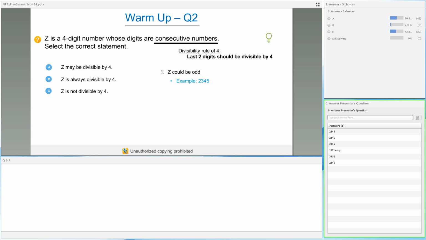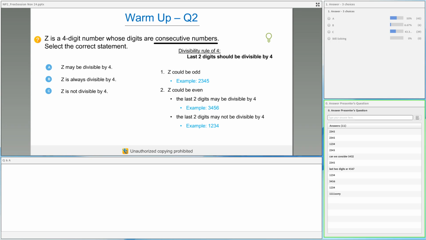And 3, 4, 5, 6 again is not possible for the odd case, because 3, 4, 5, 6 is an even number. So when you're talking about odd numbers, 2, 3, 4, 5 is one of the cases, and we can say that in this case it is not divisible. But when z is even, there are two possible scenarios. In one scenario, the last two digits may be divisible, and one of the examples given in the answer presenter's question is 3, 4, 5, 6. So that is one of the cases.